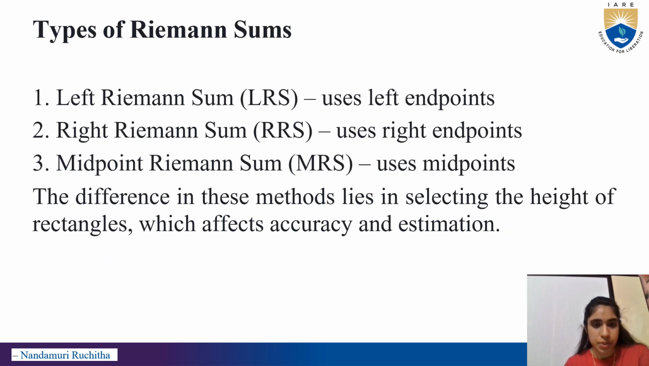Types of Riemann sums. Left Riemann sum uses left endpoints. Right Riemann sum uses right endpoints. Midpoint Riemann sum uses midpoints. The difference in these methods lies in selecting the height of rectangles, which affects accuracy and estimation.